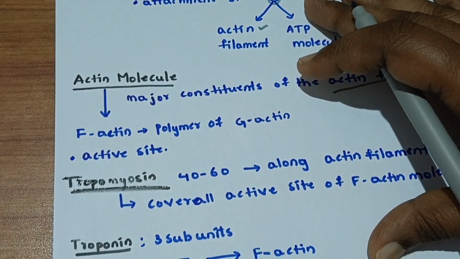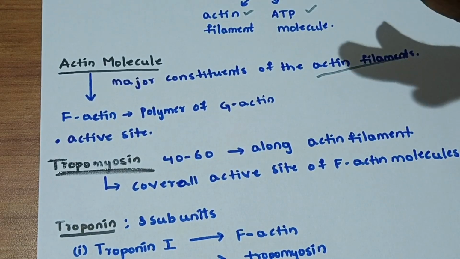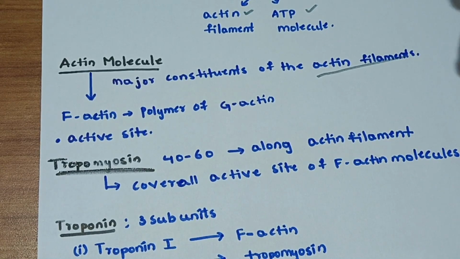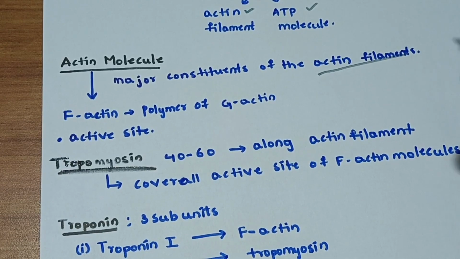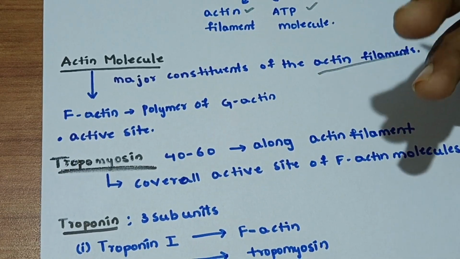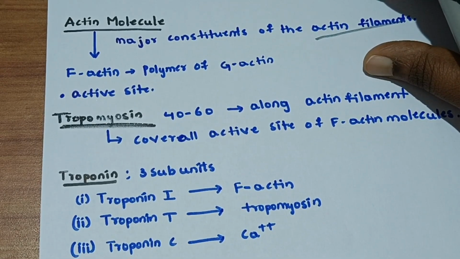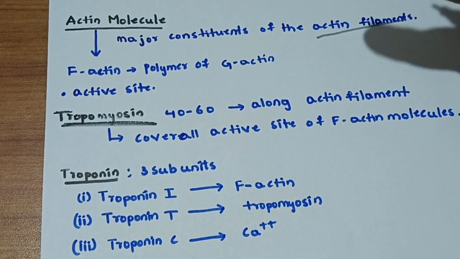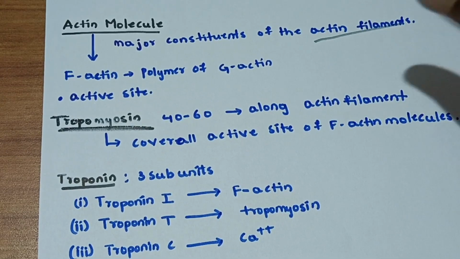That is the sliding movement. Another protein is tropomyosin. There are 40 to 60 tropomyosin molecules present along the actin filament that cover the active site of the F-actin molecule, which prevents contraction. The last one is troponin. Troponin contains three subunits: troponin I, troponin T and troponin C, for F-actin, tropomyosin and calcium ions.